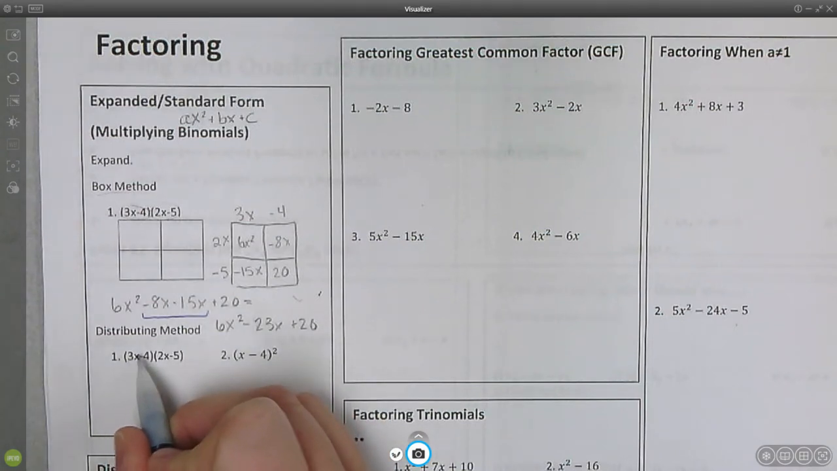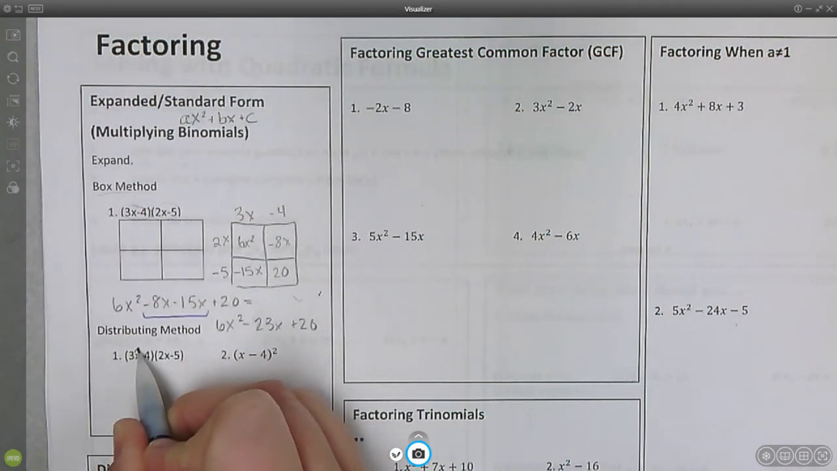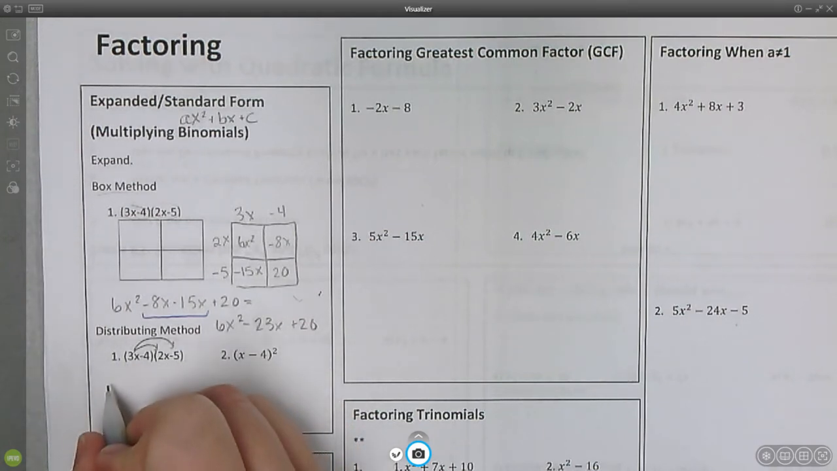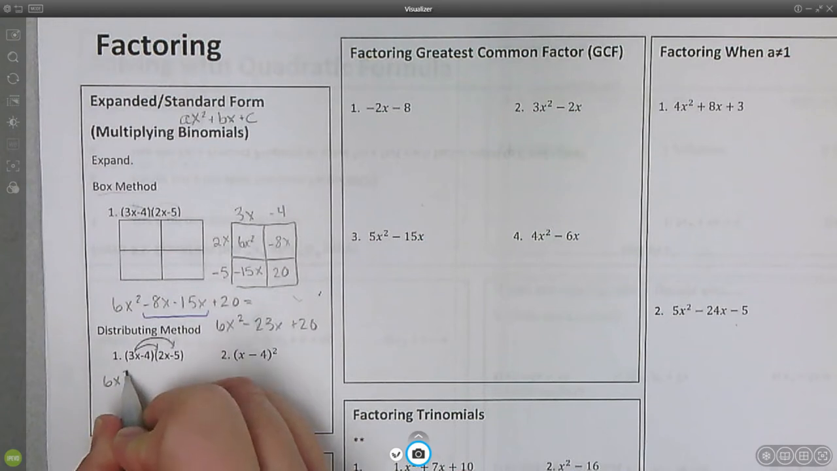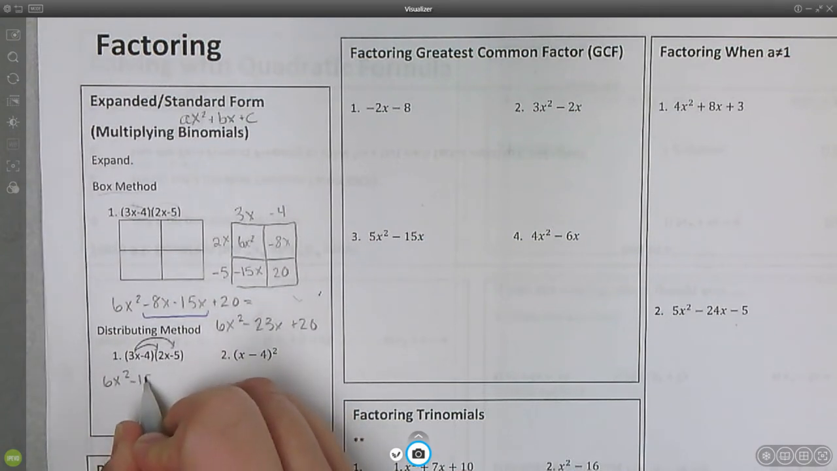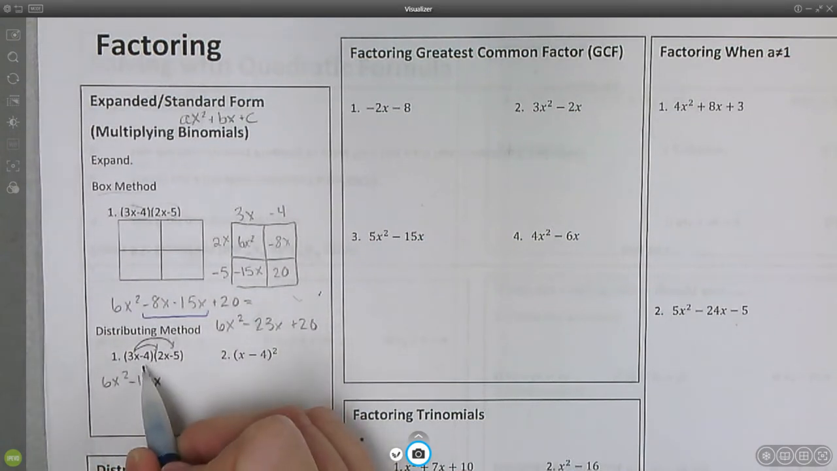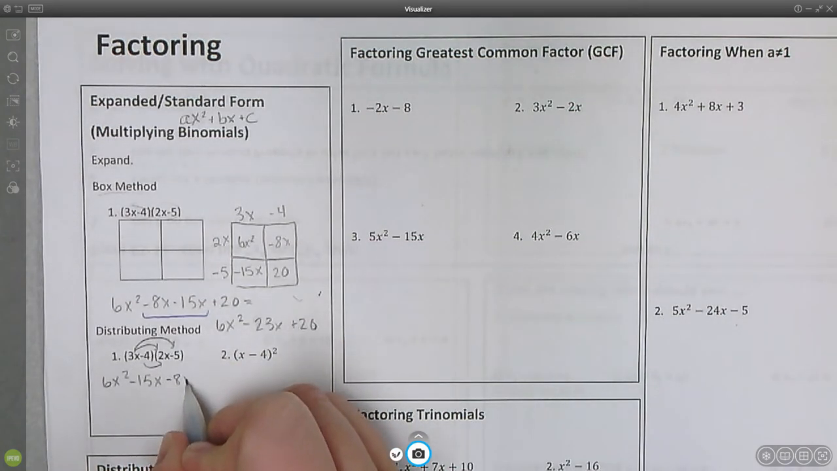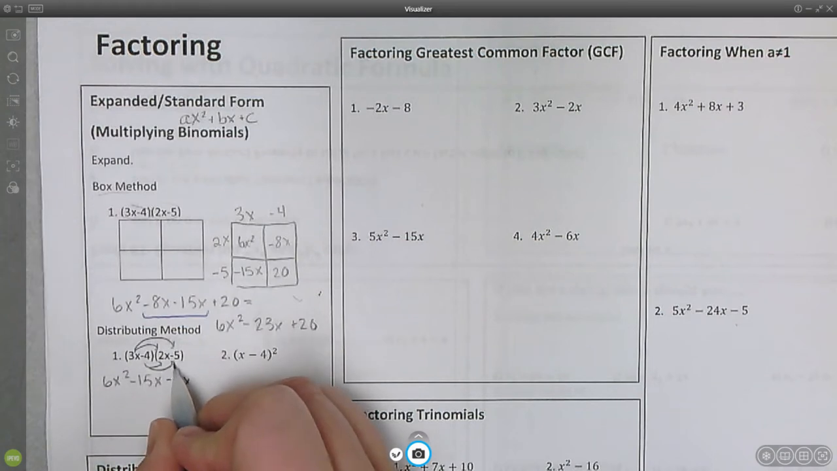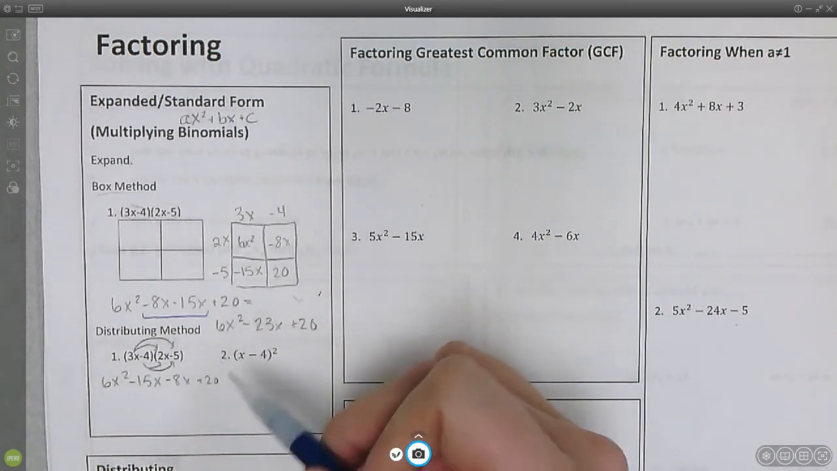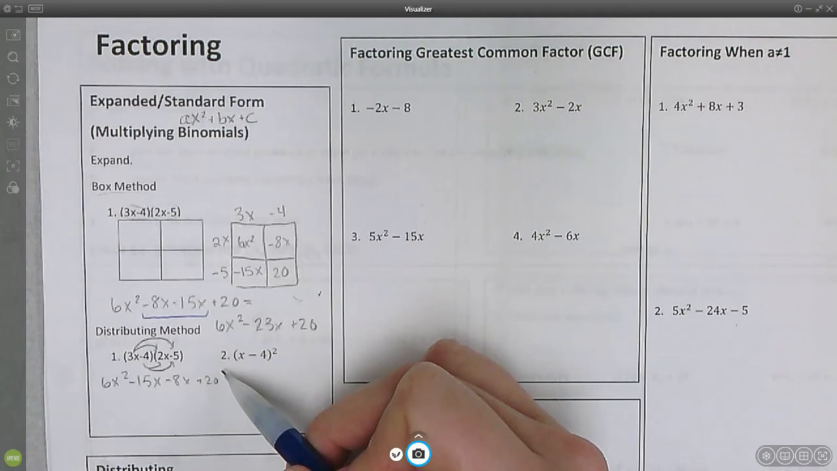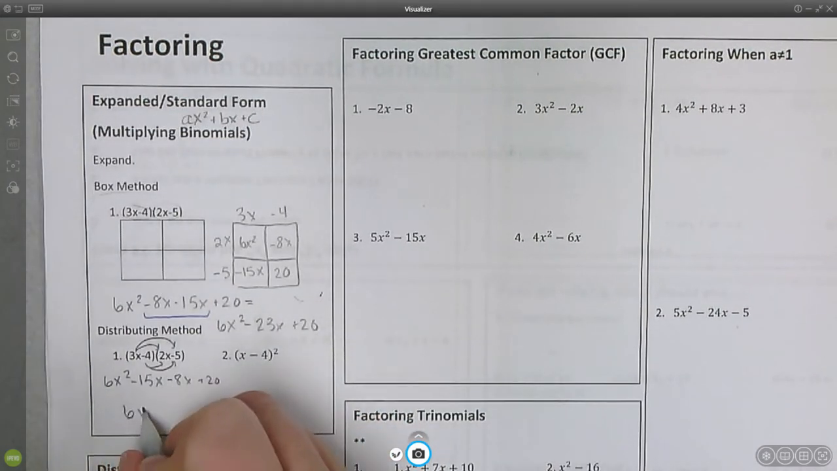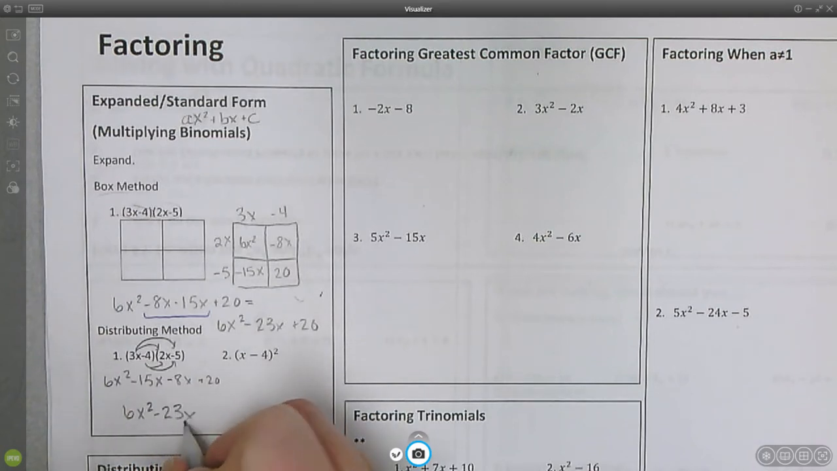So you take this first term times these two terms. So 3x times 2x and 3x times negative 5. So 6x squared and then minus 15x. And then negative 4 times 2x is negative 8x. Negative 4 times negative 5 is a positive 20. And then these two things are exactly the same. One you just use a box and one you don't. So this final answer is 6x squared minus 23x plus 20.